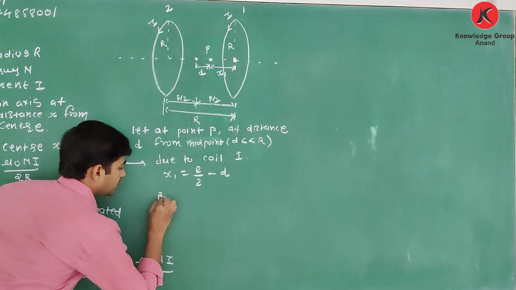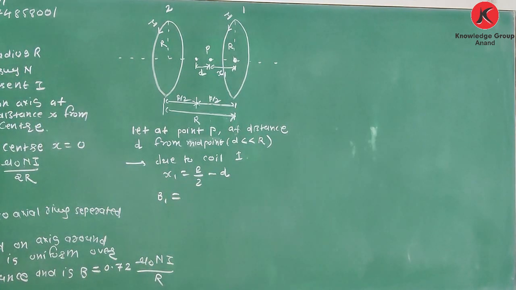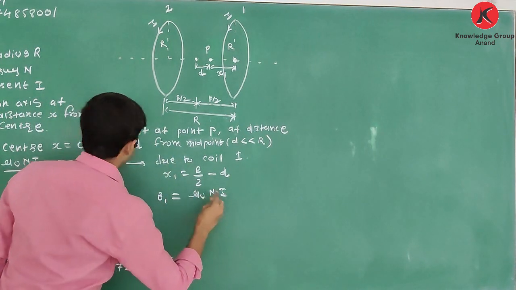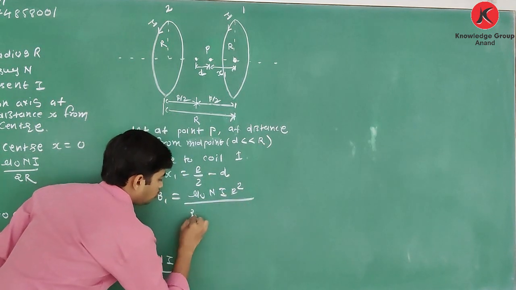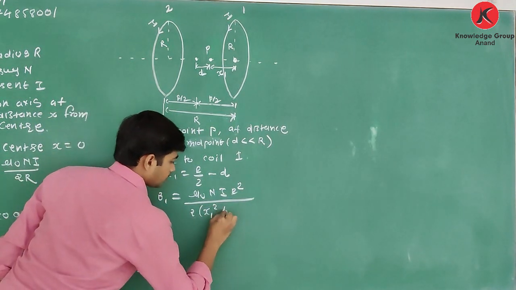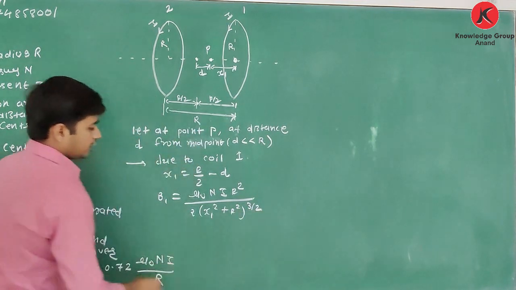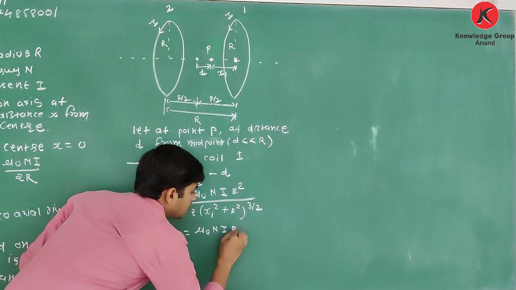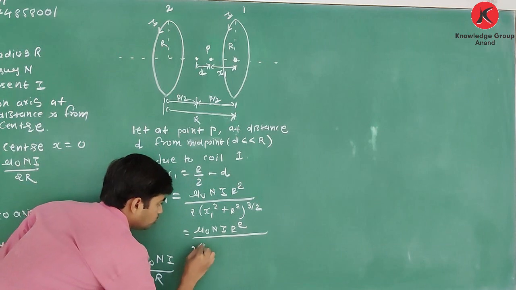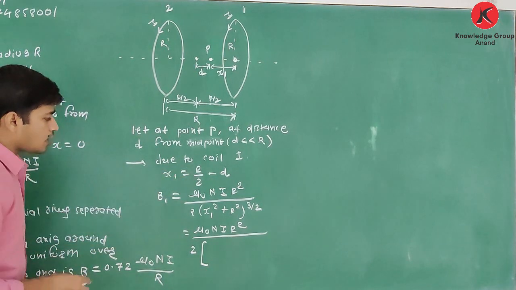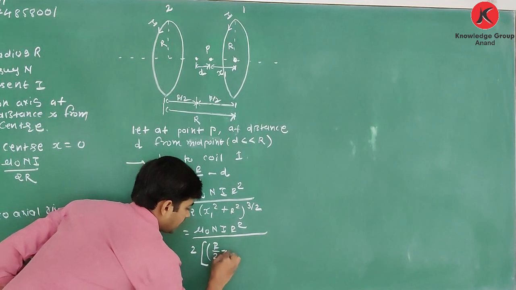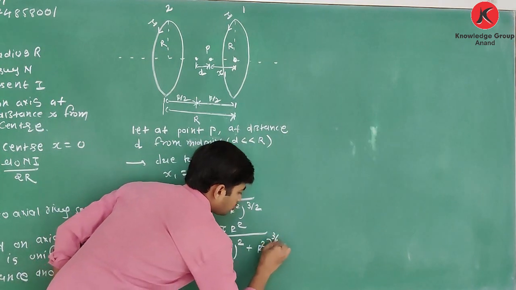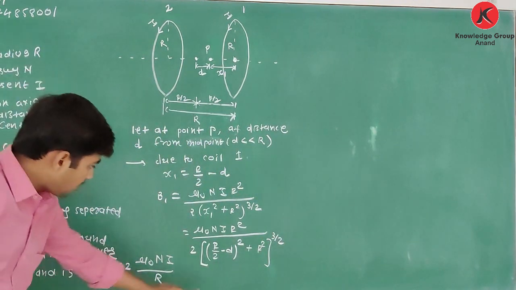See, due to coil 1, the magnetic field B1 is equal to, putting the value in the equation, μ0 N I r² divided by 2 in brackets, (x1² + r²) raised to 3/2, where x1 = r/2 − d, so ((r/2 − d)² + r²) raised to 3/2. Now you have to simplify this term.